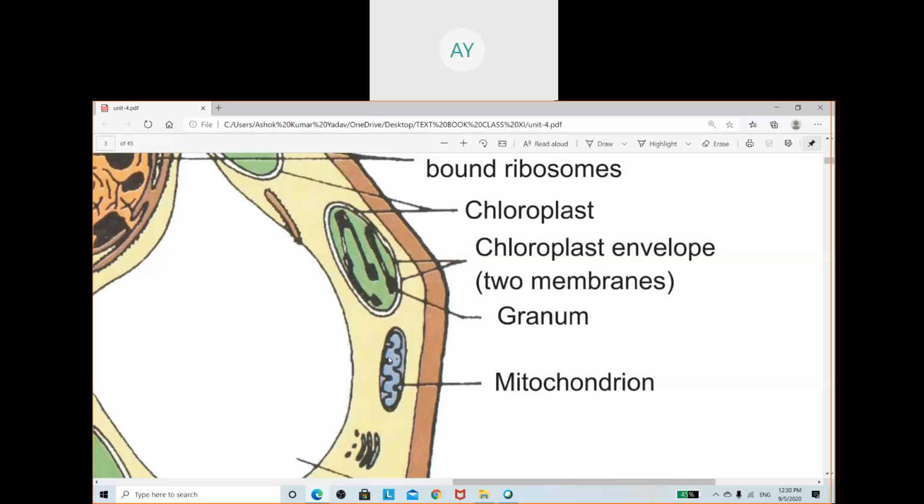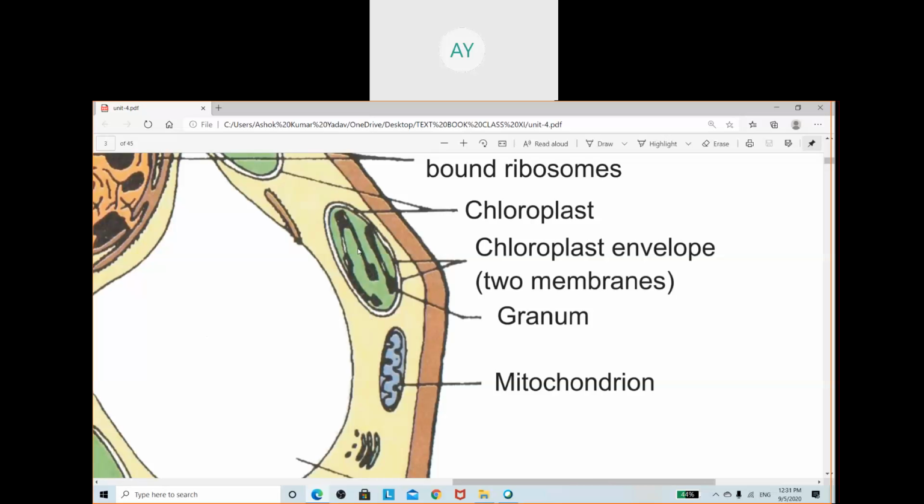So then you tell me the enzyme. Which enzyme is present on the F0 F1 particle? ATP synthetase. The enzyme name is ATP synthetase. It is present in both, attached on the CF0 CF1 particle. Where is it present? In the chloroplast, CF0 CF1 particle is present on the interlamellar membrane.